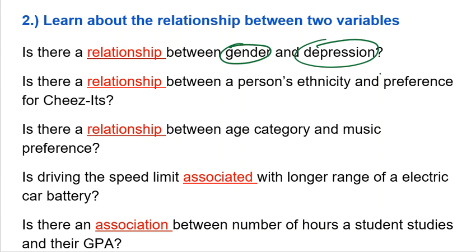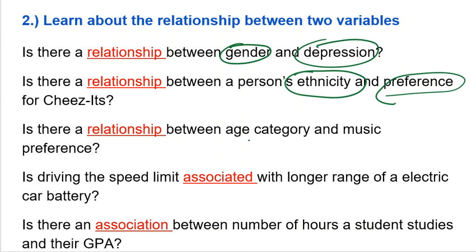Is there a relationship between a person's ethnicity and preference for Cheez-Its? A person's ethnicity is categorical. You're white, you're black, you're Latino, you're Asian, you're Hispanic. You get the idea. And is that related to your preference for Cheez-Its? I prefer Cheez-Its, or no, I don't like them very much. So, do Hispanics like Cheez-Its more? I don't know, maybe. I'm white. Do I like Cheez-Its more? Heck yeah, I like Cheez-Its, but that doesn't mean that all white people like Cheez-Its. But again, that's a question that maybe the people that own Cheez-Its want to answer. But again, that question is looking at the connection between two things.